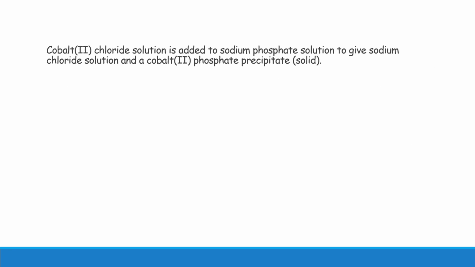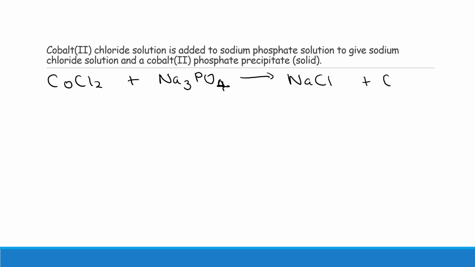Now let's try another example. Cobalt 2 chloride solution is added to sodium phosphate solution to give sodium chloride solution and cobalt 2 phosphate precipitate. So we need to write correct formula. So cobalt 2 chloride, add sodium phosphate, gives sodium chloride plus cobalt phosphate. It's really, really important to have correct formula.